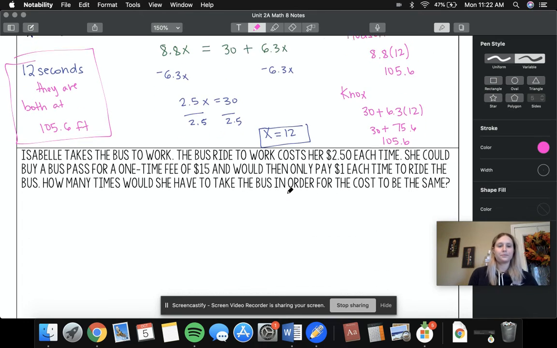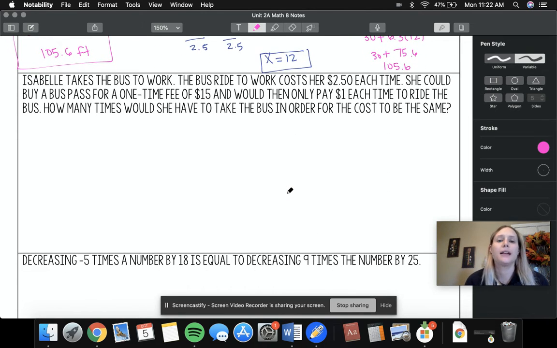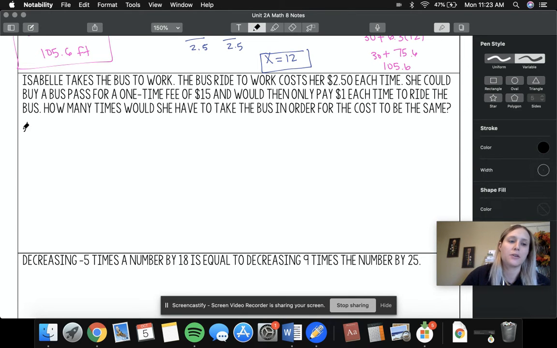The second one, Isabel takes the bus to work. The bus ride to work costs her $2.50 each time. She could buy a bus pass for a one-time fee of $15 and would only have to pay $1 each time to ride the bus. How many times would she have to take the bus in order for the cost to be the same? So the question is, how many times would she have to take the bus? So x equals number of bus rides.